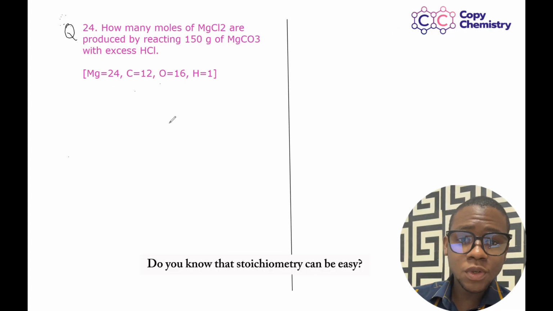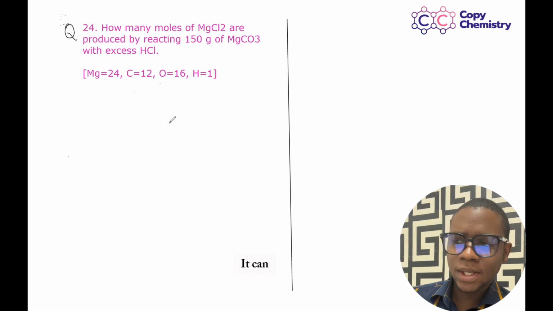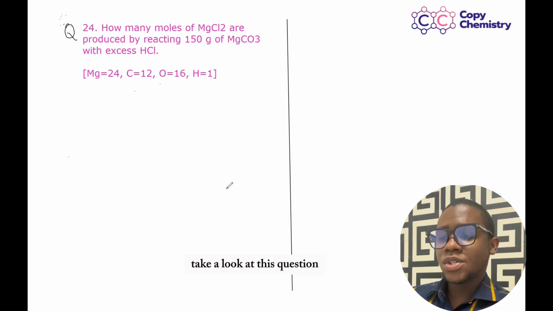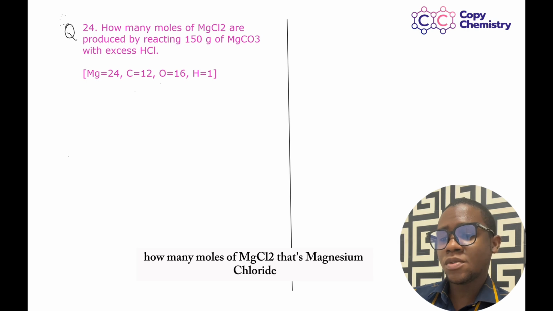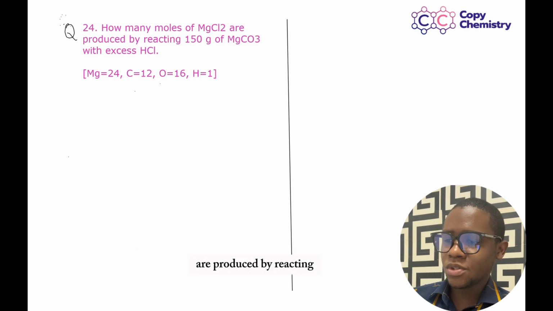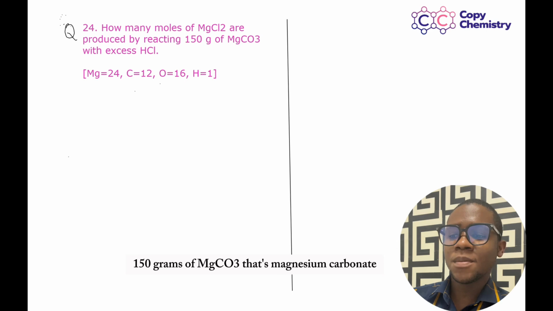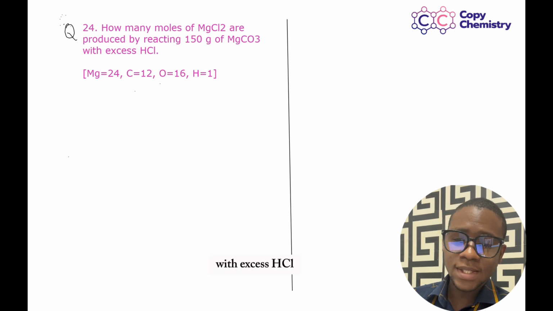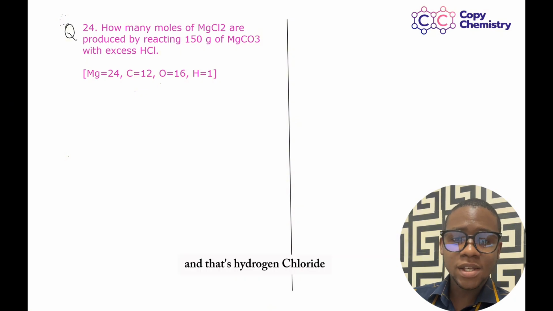Hello, do you know that stoichiometry can be easy? It can. Take a look at this question. How many moles of MgCl2, that's magnesium chloride, are produced by reacting 150 grams of MgCO3, that's magnesium carbonate, with excess HCl, and that's hydrogen chloride?